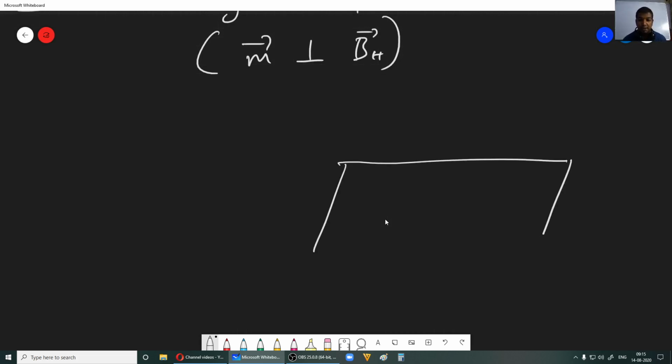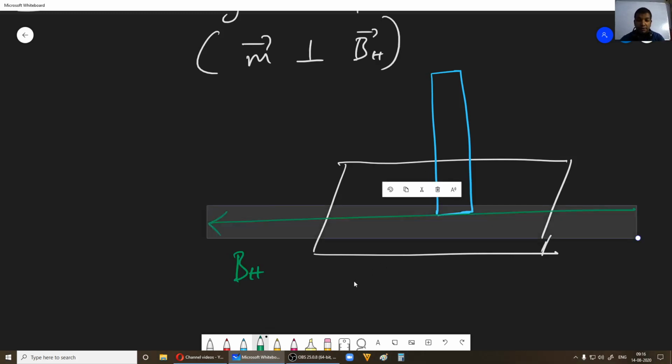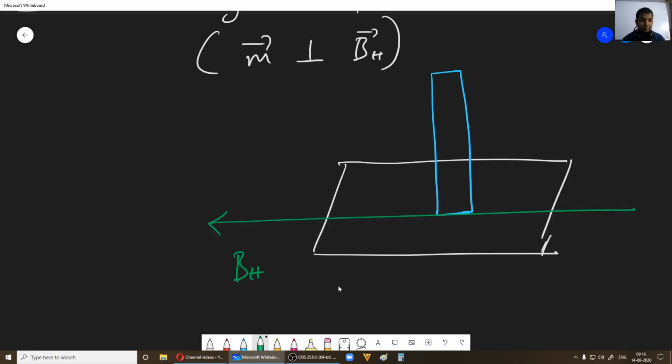Say this is your table, fine. On the table you have kept the bar magnet like this, okay? So this is your bar magnet, let us say. Right. So here the direction of the Earth's magnetic field, say BH is this way, okay? BH is actually this way, fine. Right. Now how and where we will get the neutral point in this case? Let us try to understand, okay?